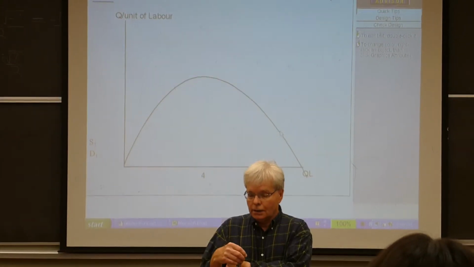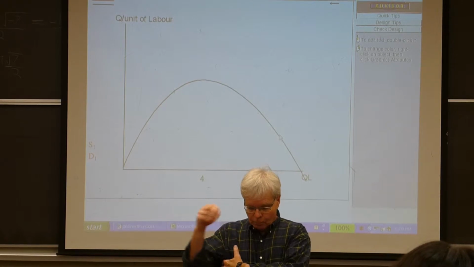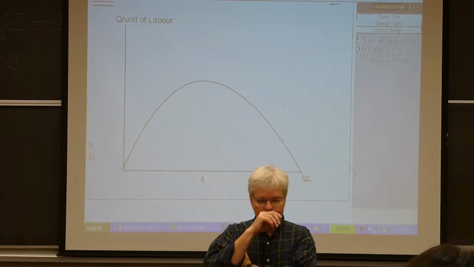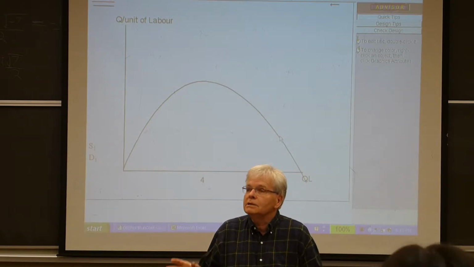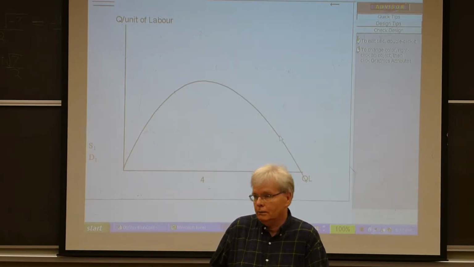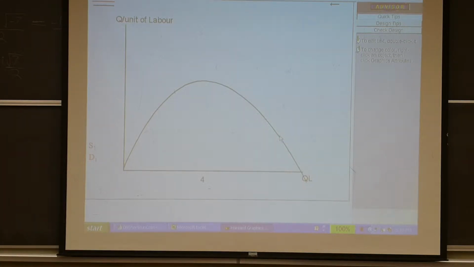The additional units of the variable input will produce more than the previous unit of variable input, but eventually will produce less. That is the key idea that you must get. And of course, that's completely understandable.